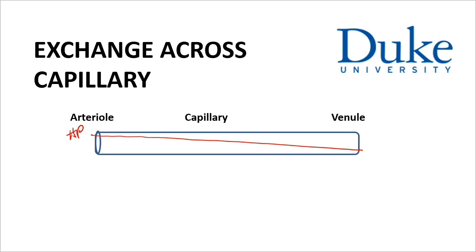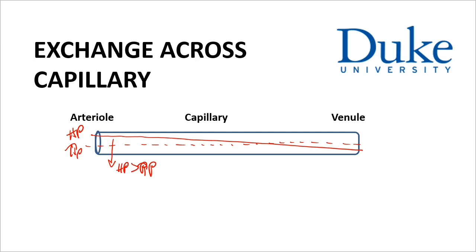The second pressure is generated by the oncotic pressure, which is generated by the proteins within blood, which attract water or keep water within the system. As it moves through this region, the oncotic pressure is essentially stable. So we have hydrostatic pressure and oncotic pressure, and on the arterial side of the capillary, as you see, the hydrostatic pressure is greater than the oncotic pressure.